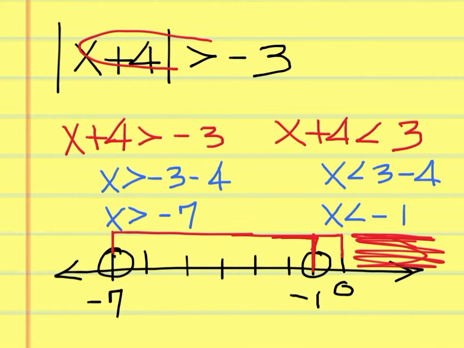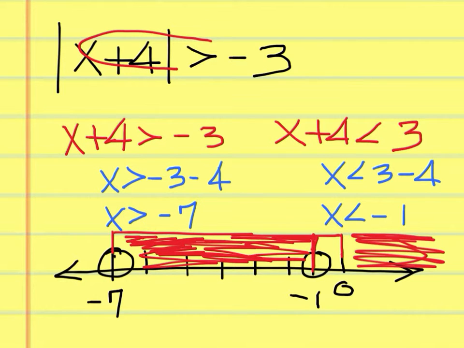Go inside and choose negative 2. Negative 2 plus 4 is 2. Absolute value is 2. Is 2 greater than negative 3? 2 is greater than negative 3. And then on the left-hand side, if you choose negative 8 plus 4, that's negative 4. Absolute value is 4. 4 is greater than negative 3.